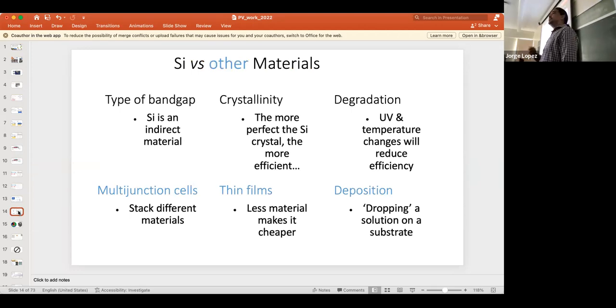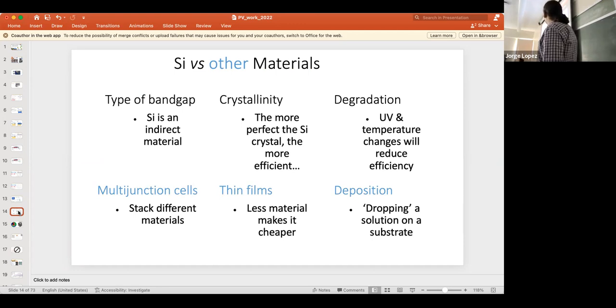Thinking about silicon versus other materials, silicon is an indirect bandgap material, so it's a little bit worse than other things. The more perfect the silicon crystal, the more efficient. So when you're getting your solar panels, those are expensive because they're like 99.99999 percent perfect. The little solar panels in your dollar calculators are not that good. So their efficiency is very low, but you don't need a lot of efficiency to drive the battery.